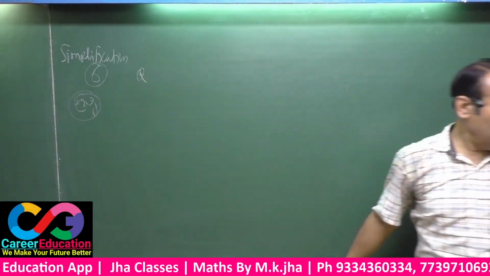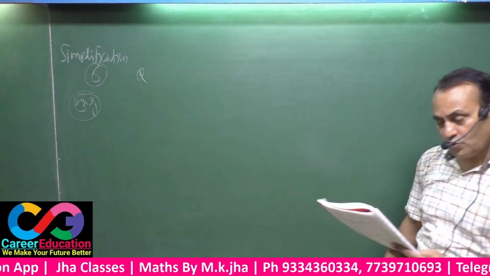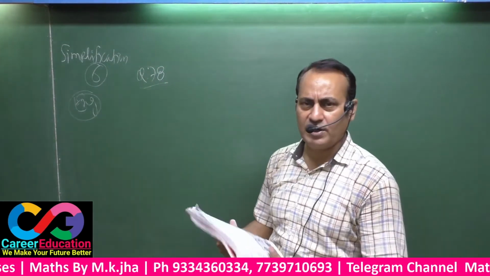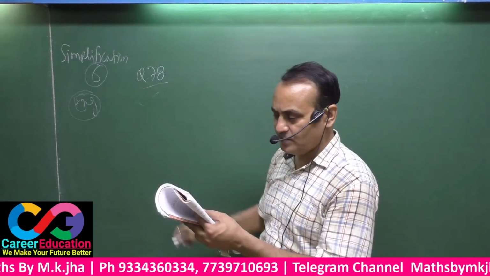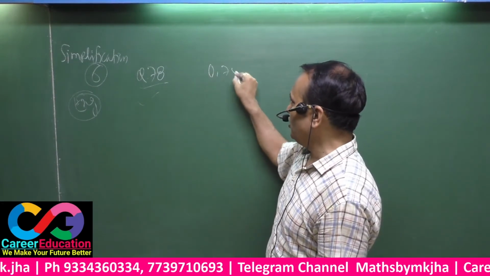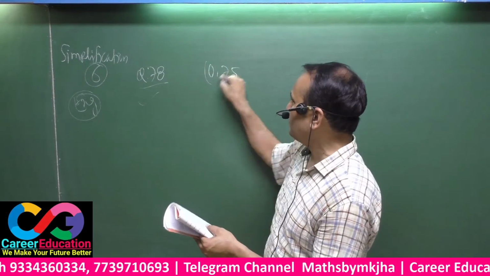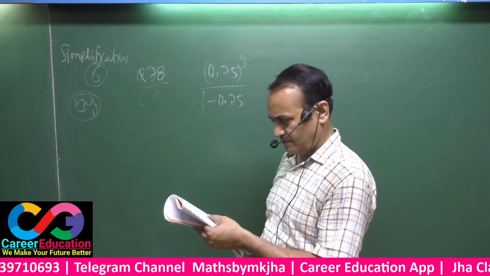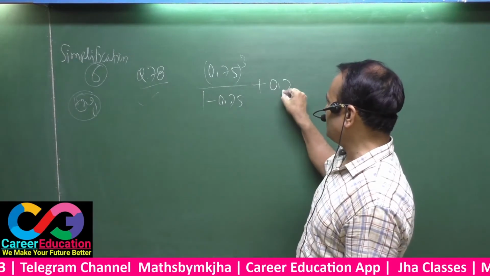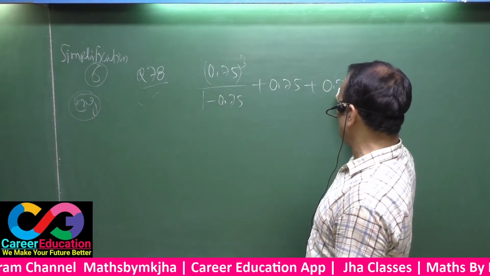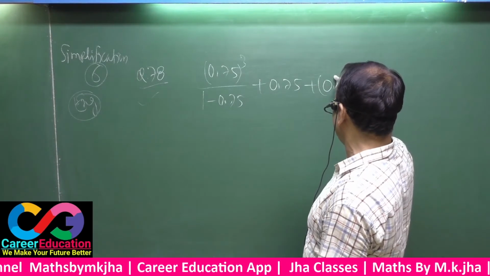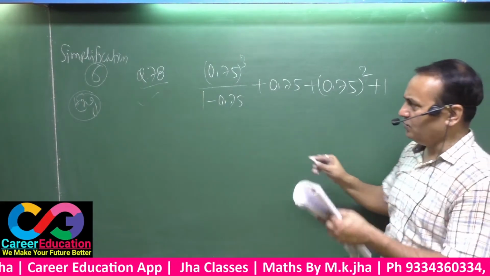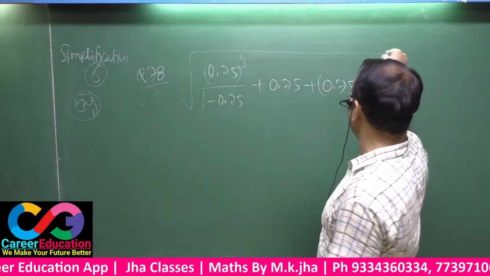Now, coming to question number 78. This is a very old question, you can say, but the question is very important. See here: under root of 0.75 whole cube divided by (1 minus 0.75), plus 0.75 plus 0.75 whole square, plus 2, perhaps plus 1, equals what?